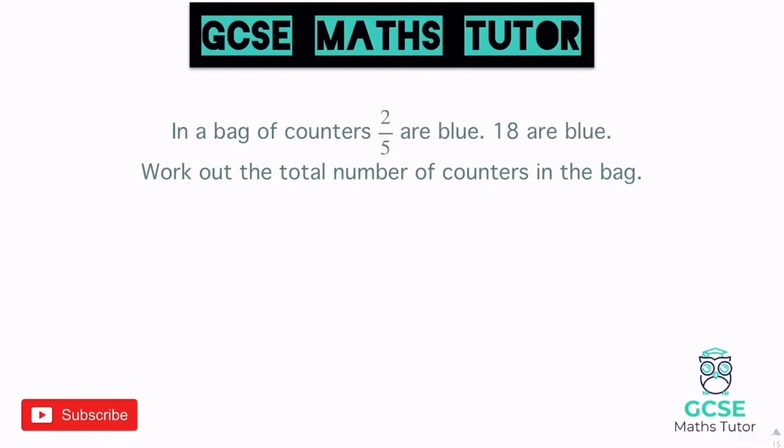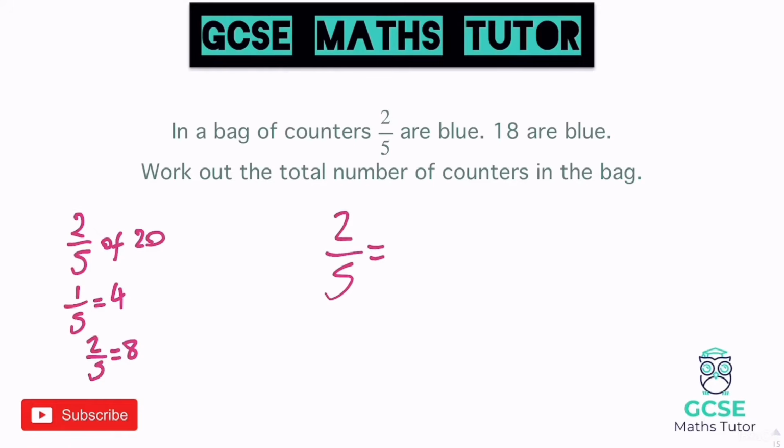Let's have a look at another one. In a bag of counters, 2/5 are blue, and it says 18 are blue. Work out the total number of counters in the bag. So it's not asking us to work out 2/5 of a number, it's saying that 2/5 are 18. Remember, it could have said work out 2/5 of, let's say, 20, and you divide by the bottom to get 1/5, you'd say that 1/5 is 4, and then times by the top to get 2/5, and we'd get 2/5 would be 8. That's a different question, so it's nothing to do with that, but it says 2/5 are blue and 18 are blue, so 2/5 equals 18.